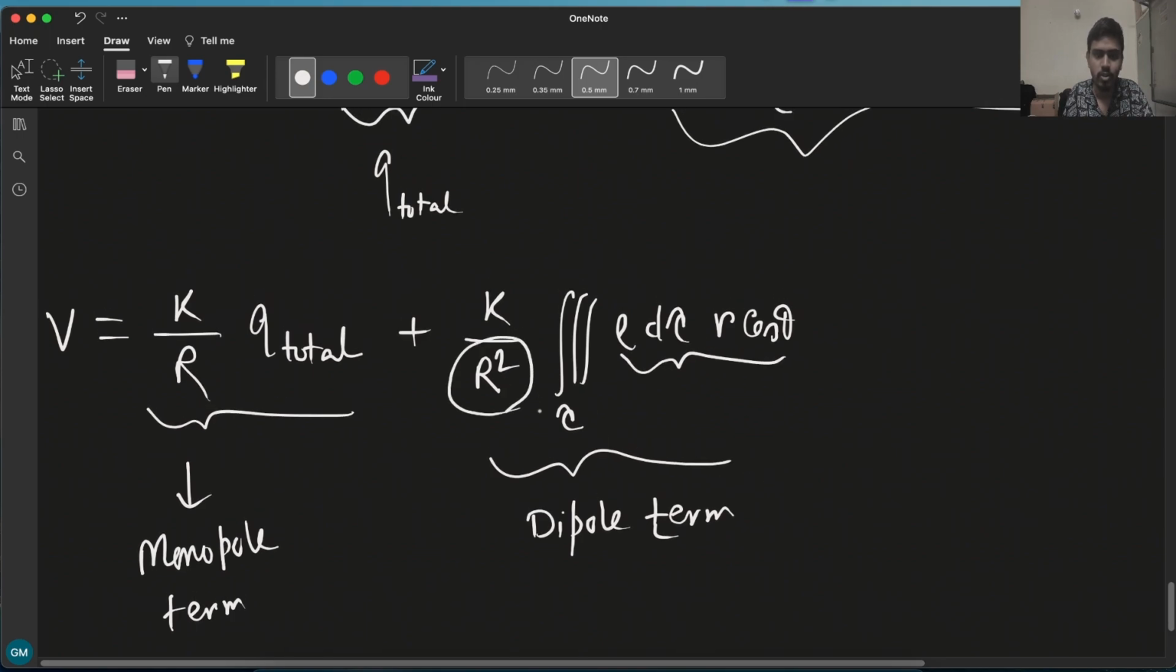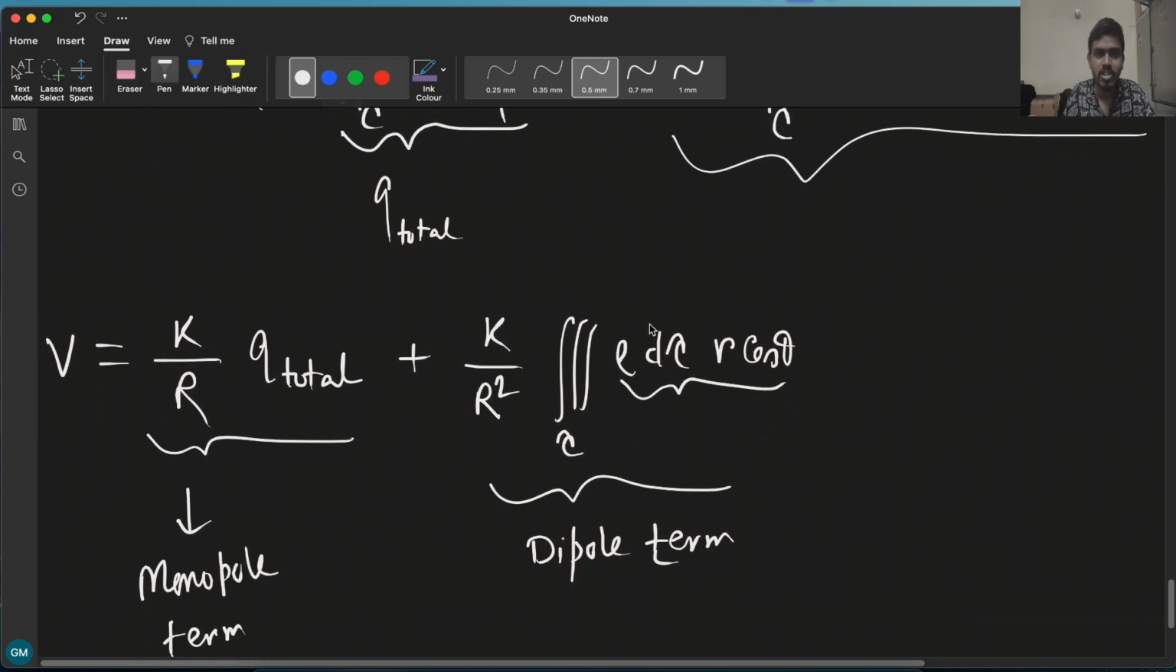and this is r². So whenever you calculate the potential due to a dipole moment, you will see there will be r² sitting in the denominator. So it is basically charge times distance. You can see this ρ dτ is basically the charge, dq, times the distance. So it is basically the dipole term.